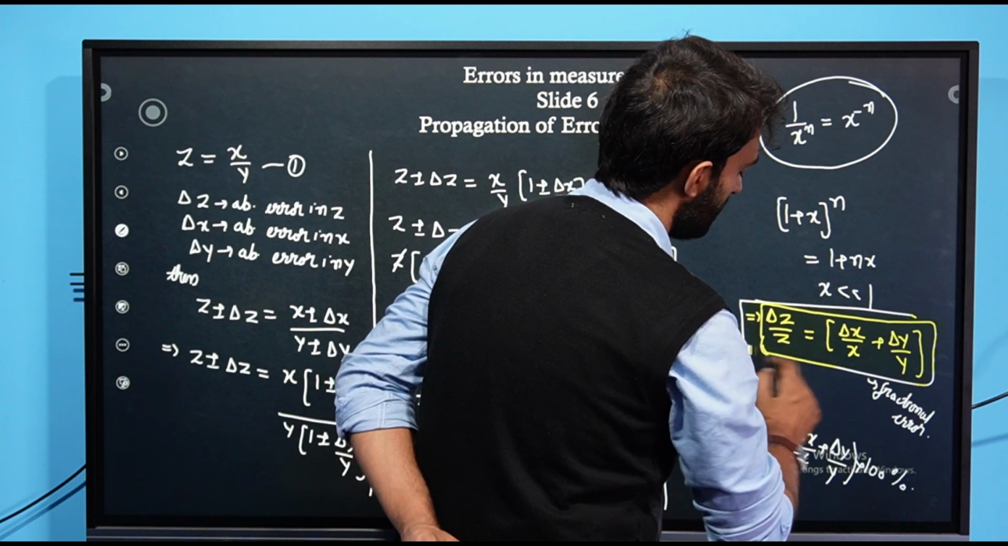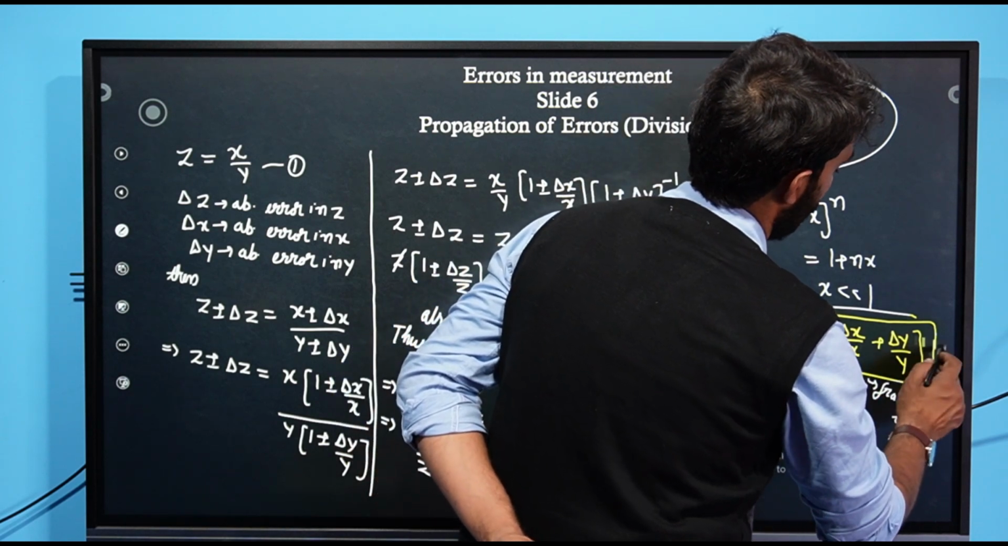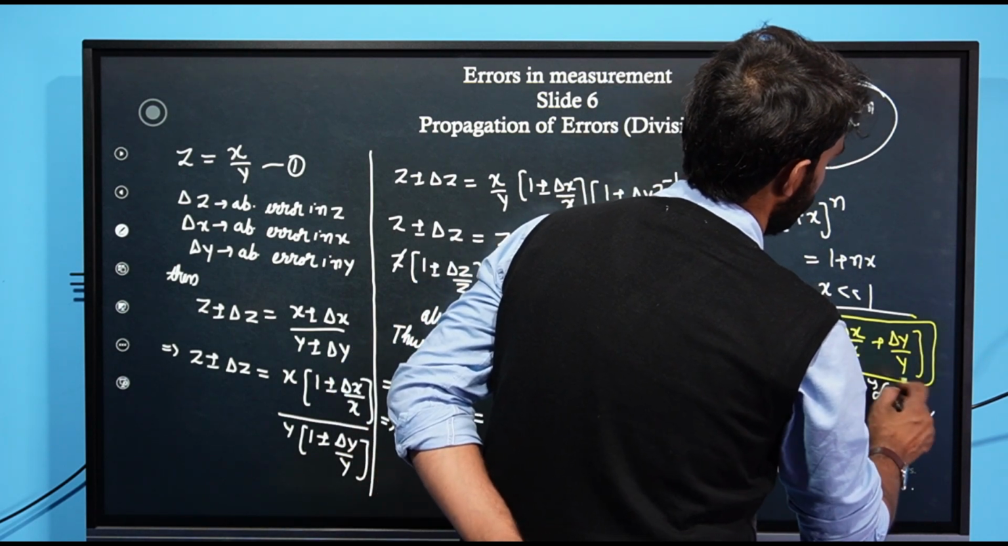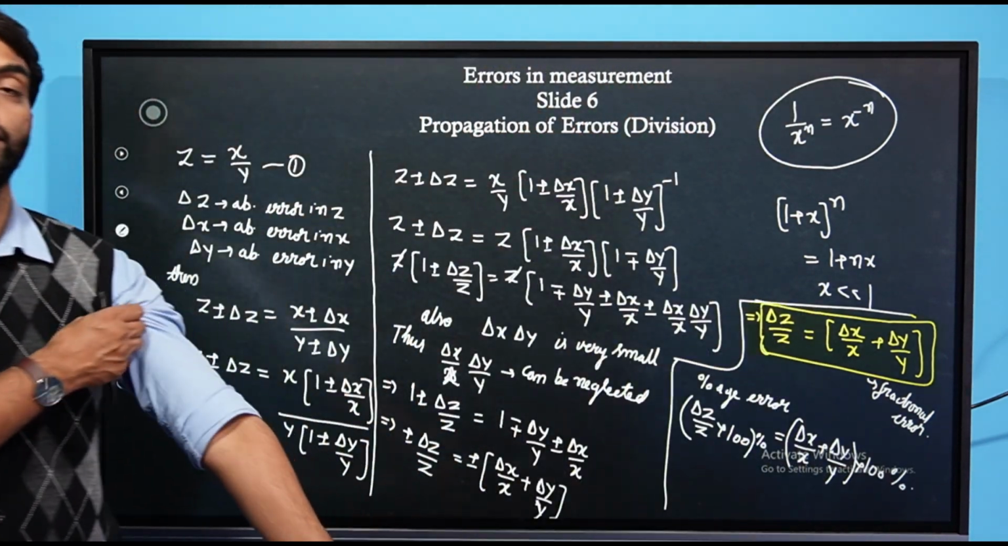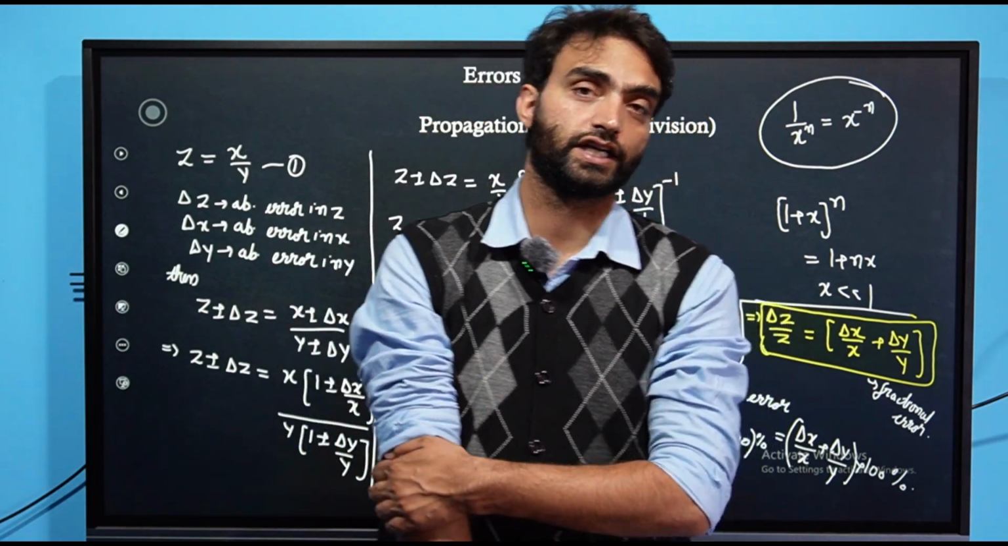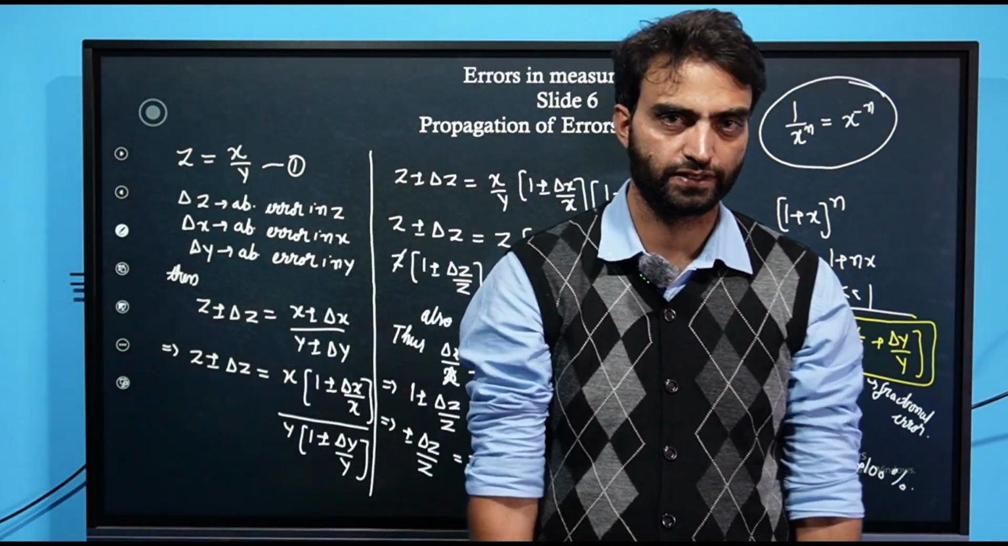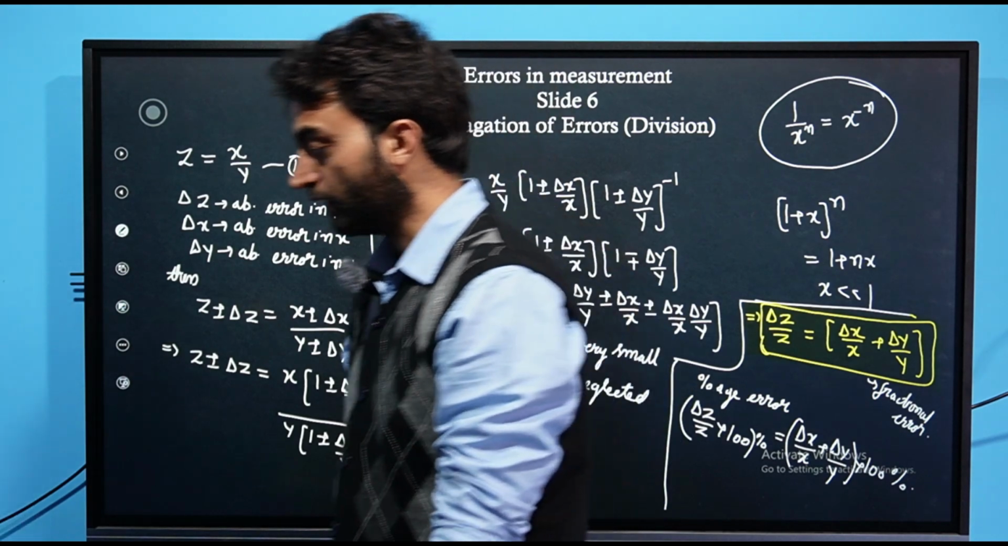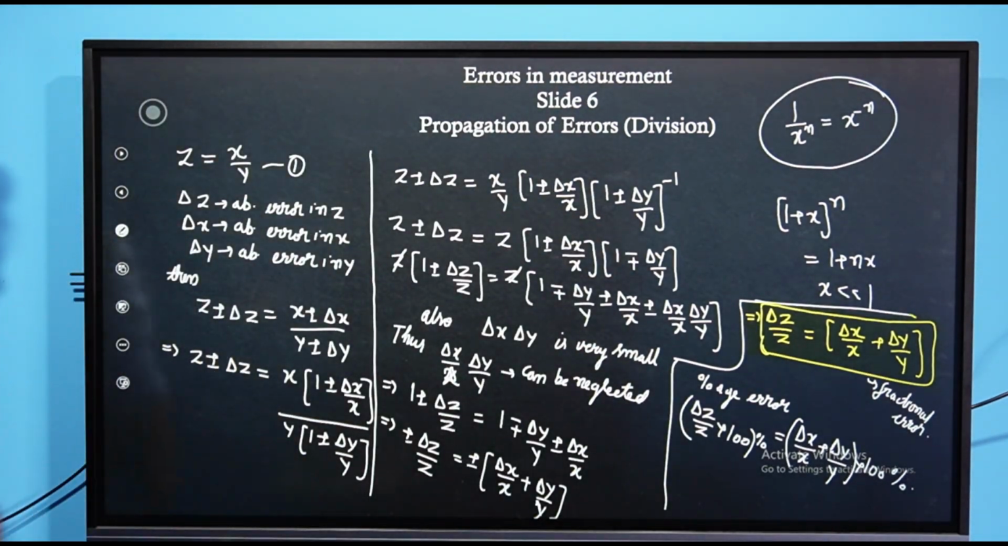It doesn't change for multiplication or division, and the same is true for addition and subtraction. In addition, it's also delta x plus delta y. In case of subtraction, it's also delta x plus delta y. Is it good? So just pause the video and write it down. Follow the steps, write it down, and then we will go to the next slide.